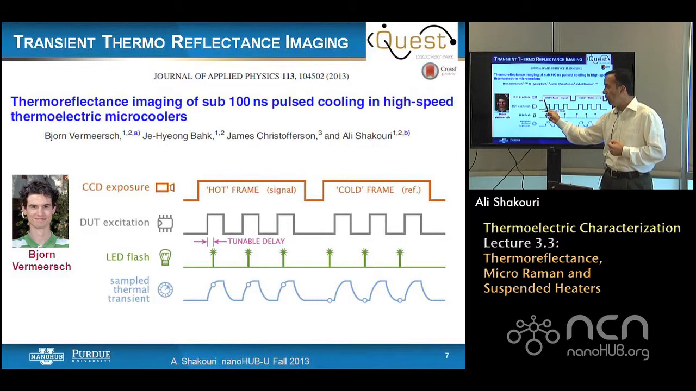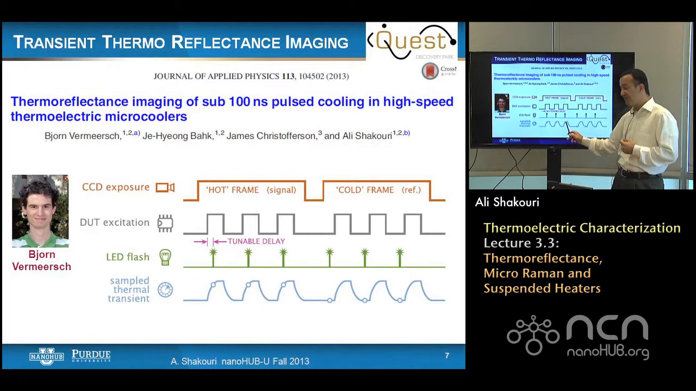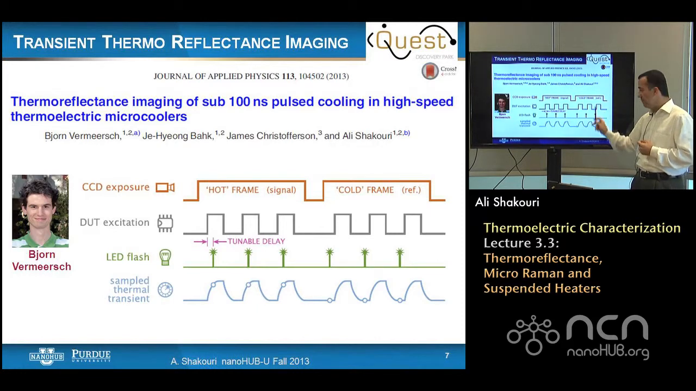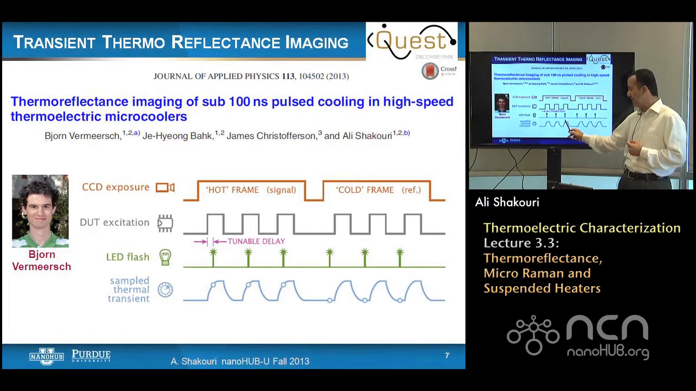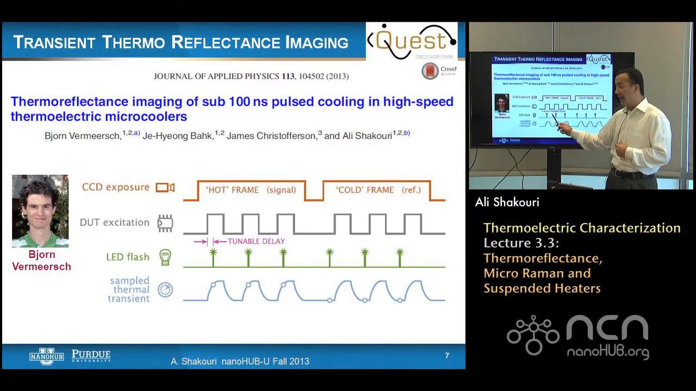But during this whole frame, you can send pulses of LED at a given delay to the beginning of the electrical pulse. You are basically monitoring reflection coefficient at that time, and you average it. Then in the next frame, you can average before the electrical pulse arrives, and by differencing, you can see what is the change in temperature. The time resolution, instead of being given by the frame rate of the camera, is given by how short the optical pulse is.